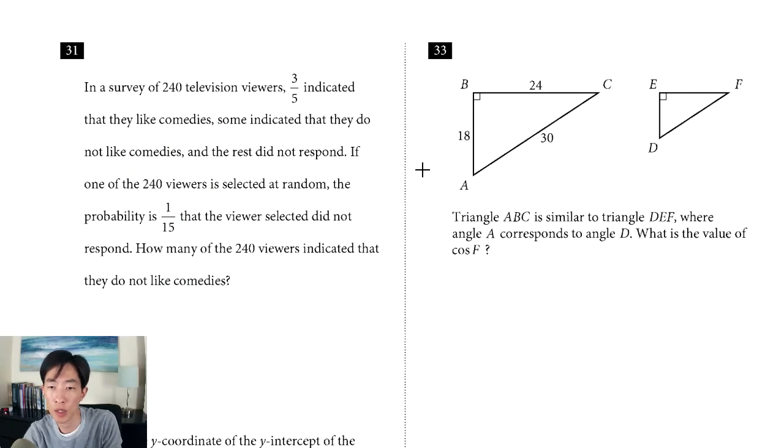Question 33, we got 2 triangles. It says triangle ABC is similar to DEF, where A corresponds to D. That makes sense based on the diagram. What is the value of the cosine of F?